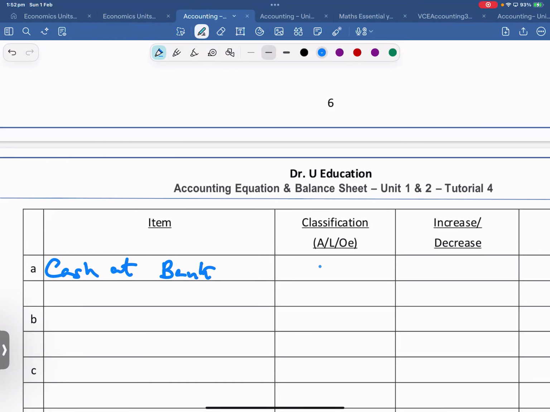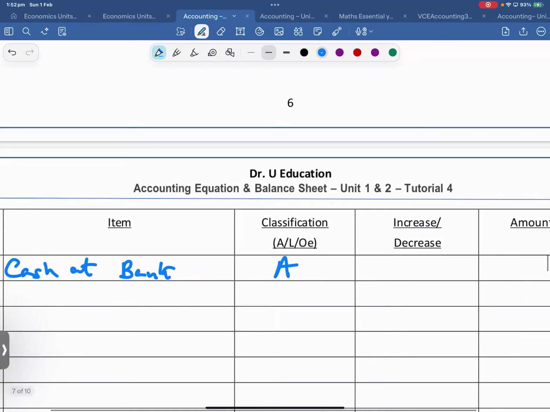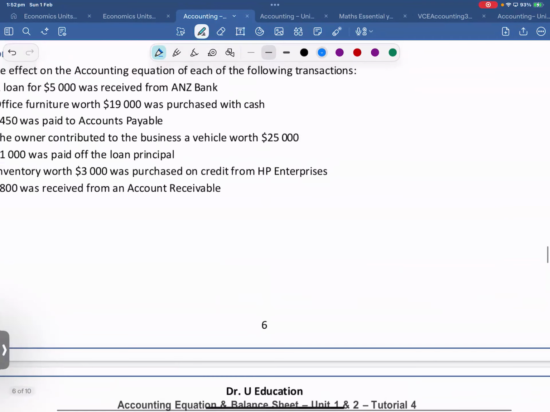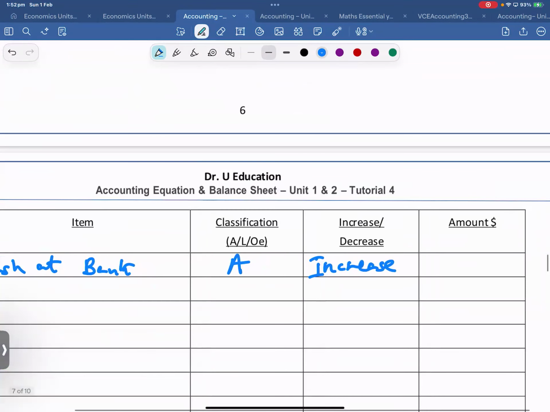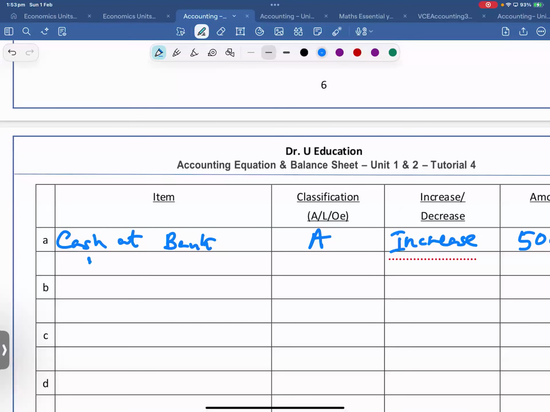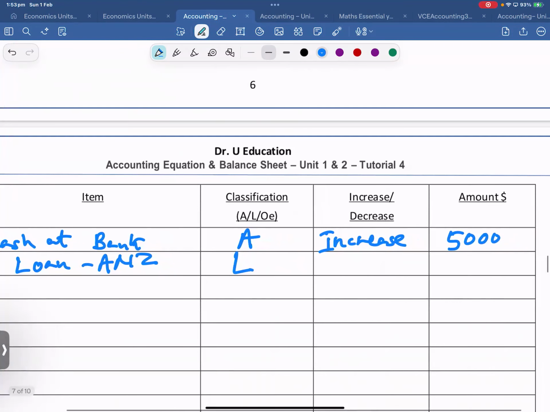Then what is the classification? A for asset. Increase or decrease? Increase. How much? 5,000. Yes. Next one. The other item affected is loan ANC. It's a liability, L. Increase or decrease? Liability. Yes, both things are increasing. The amount is also the same, 5,000.